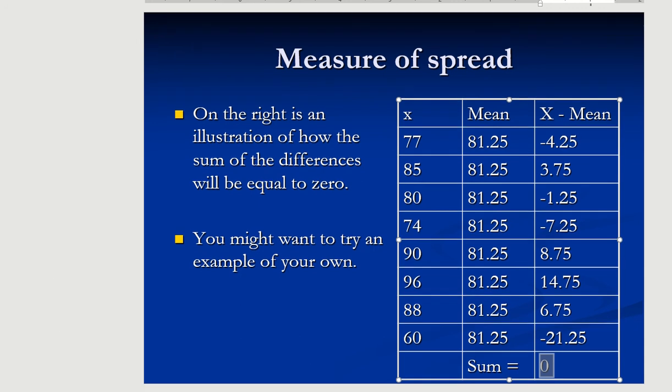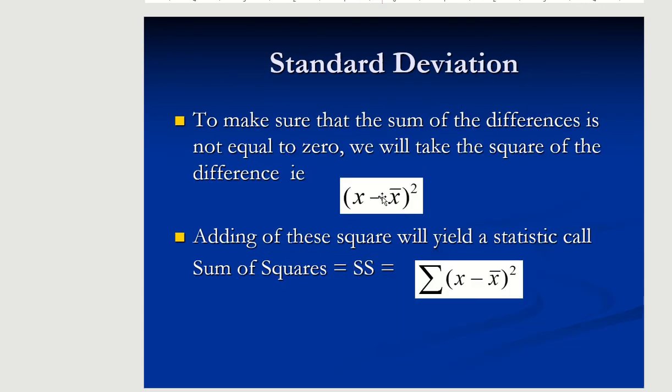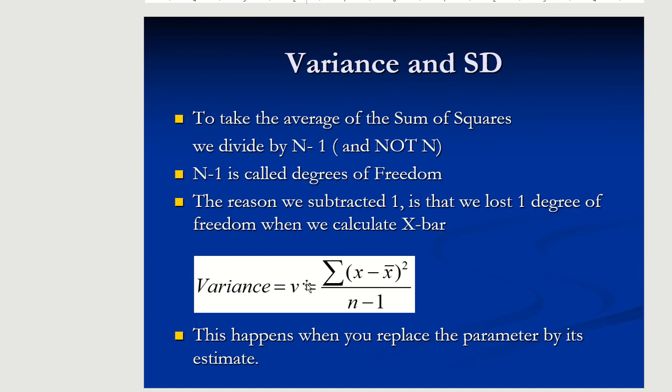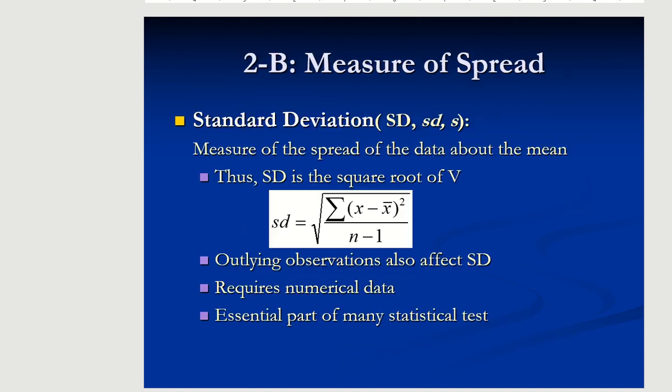Okay? Therefore, we cannot use just x minus mean. We have to square the differences. Now when I was explaining, I put the x bar and then I put the x. It doesn't matter. We are squaring. Okay? So you're squaring the differences, then you're adding them up. That's the sum of squares. Okay? And then sum of squares divided by the degrees of freedom gets you the variance. Then you need to take the square root of the variance to get you the standard deviation.